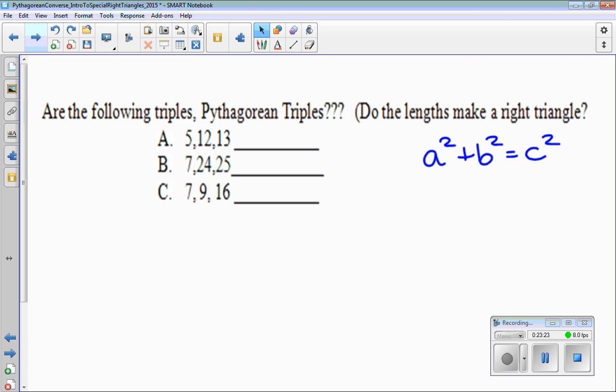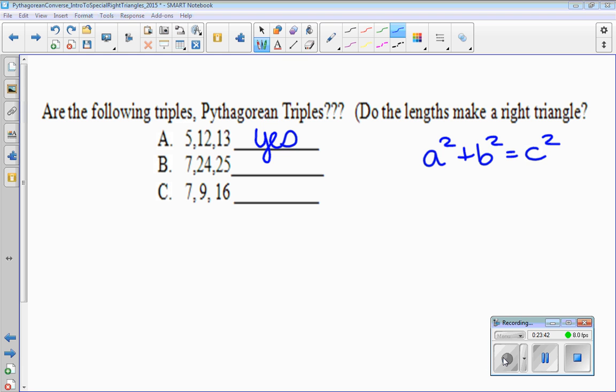Oops, I didn't do that right, did I? 5 squared plus 12 squared, and then 13 squared. And you can see right away, is A a Pythagorean triple? Yeah, because it satisfies the Pythagorean theorem. How about B? Check B and C. I want you to do it for me. Obtuse? Okay, I agree that this one is. That's a Pythagorean triple.